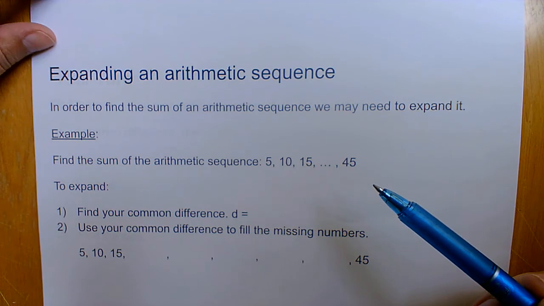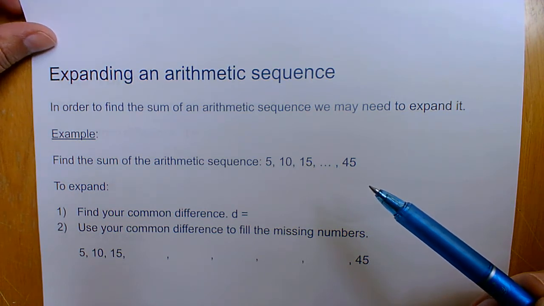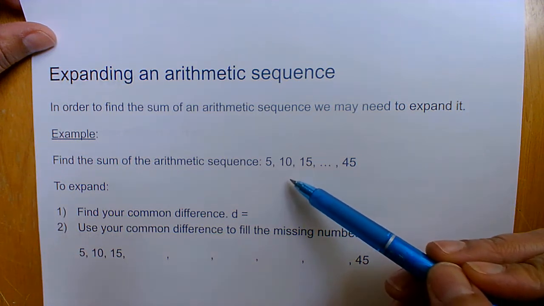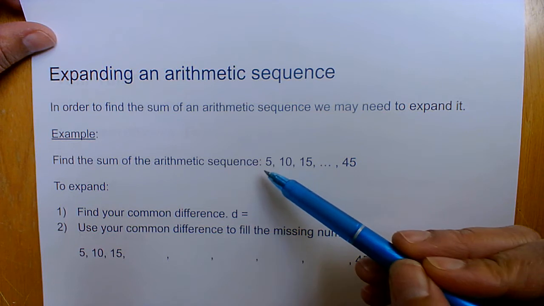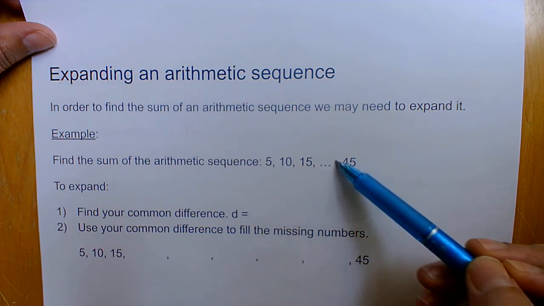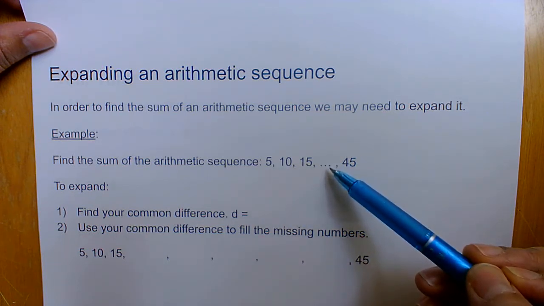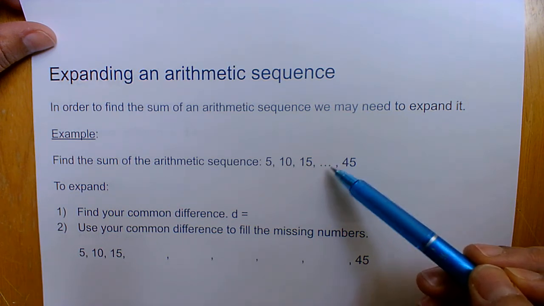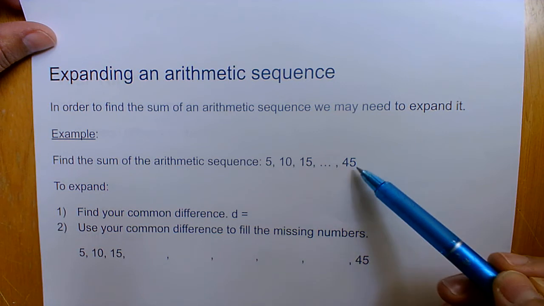Now, expanding an arithmetic sequence. In order to find the sum of an arithmetic sequence, we may need to expand it. So here we need to find the sum of this arithmetic sequence, 5, 10, 15. Please notice the middle numbers are missing, so we're going to have to fill them in. That's what I mean by expanding, filling in these missing numbers. And then it stops at 45.